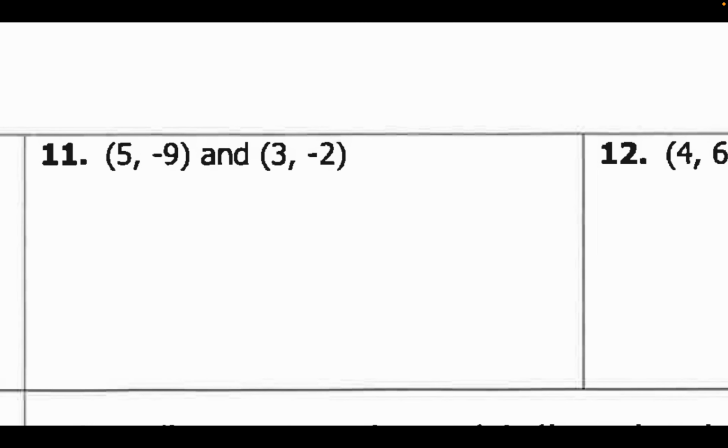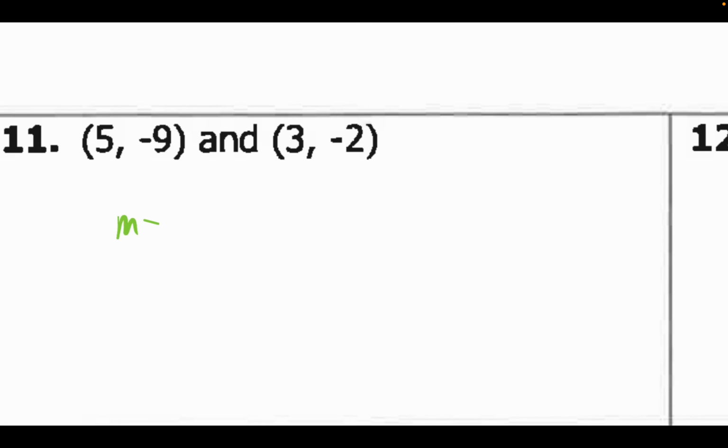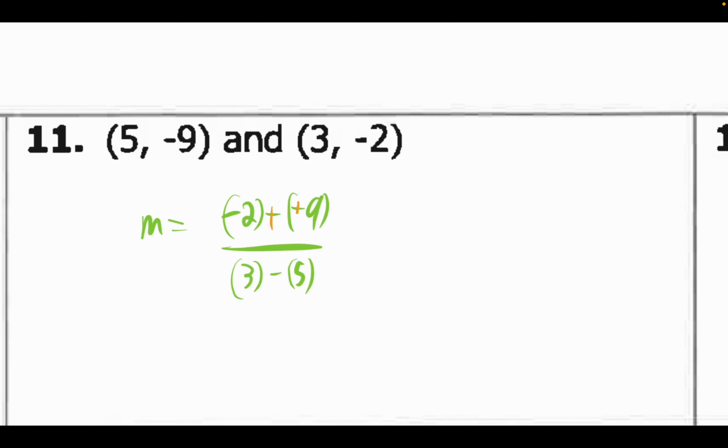So number 11 here, I'm going to choose to do negative 2 first, because that's actually slightly bigger than negative 9, even though they're both negatives. So negative 2 minus negative 9. On the bottom, I'll have 5 minus 3 to match. Sorry, try that again. 3 minus 5. And so on the top, I have these two negatives in a row, and that gives me positive 7 now. And on the bottom, I get negative 2. This does not reduce.